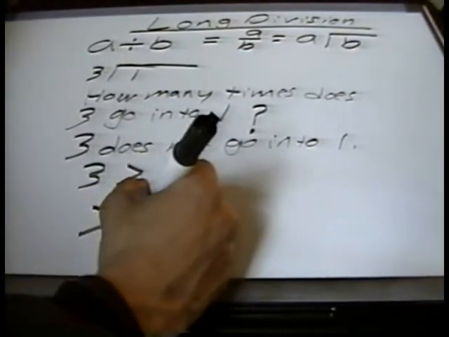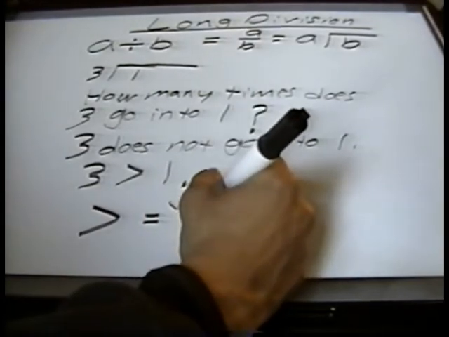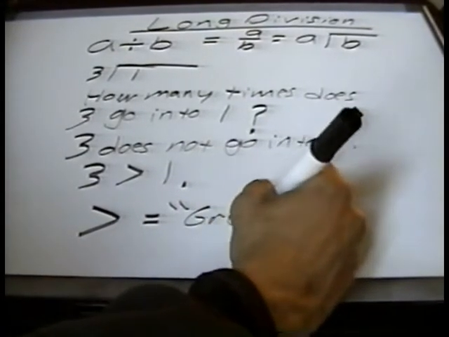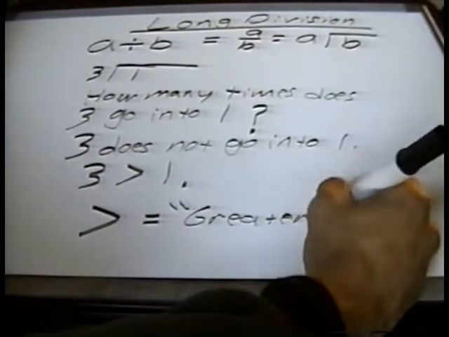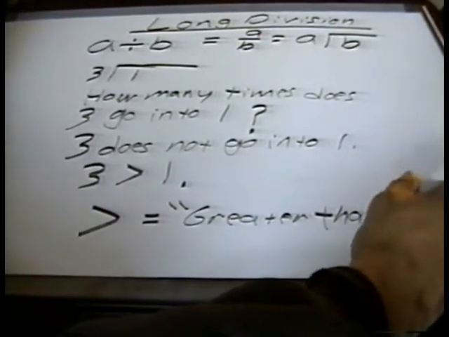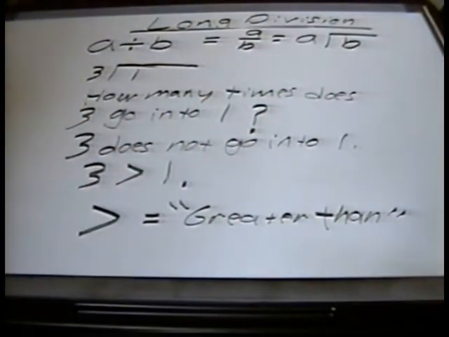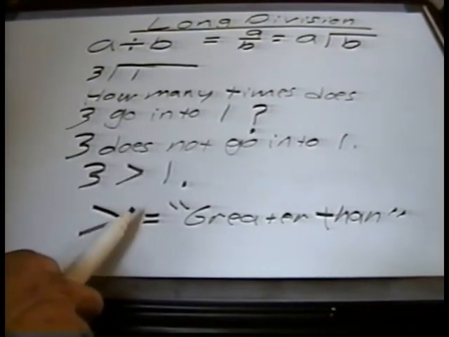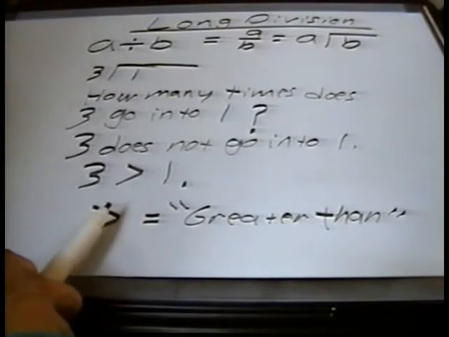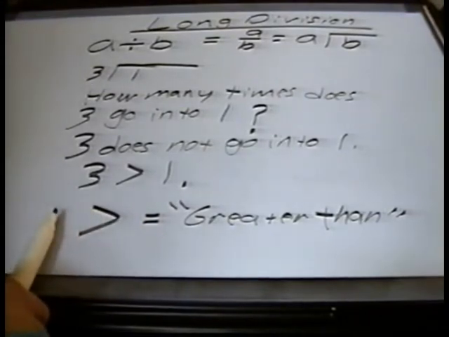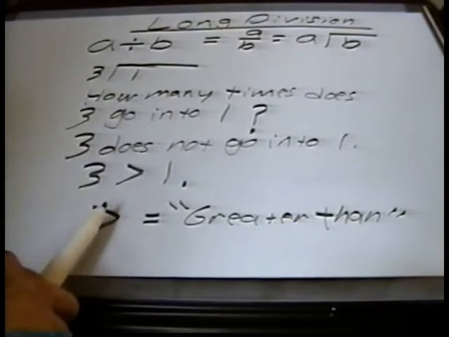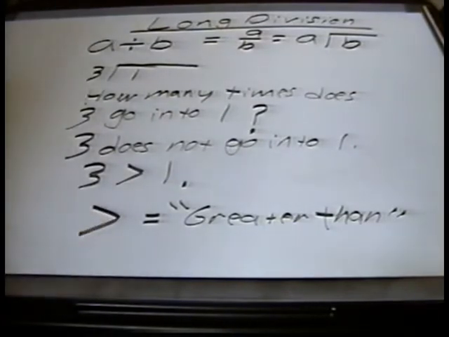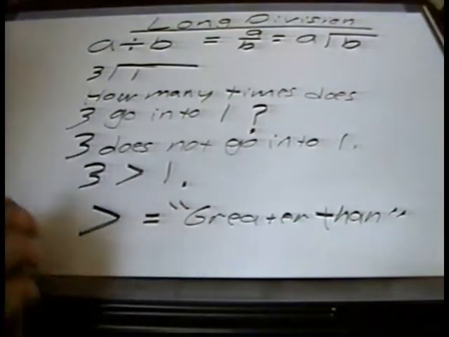This symbol here means greater than. Read from left to right. If I place a number in front of this symbol, then I have a number to the right of the symbol. The number to the left of the symbol is the number that's greater than the number to the right of the symbol. Now, 3 is greater than 1, so it does not fit into 1.